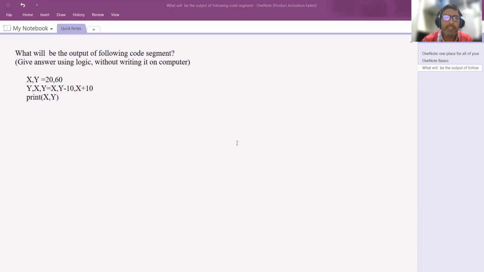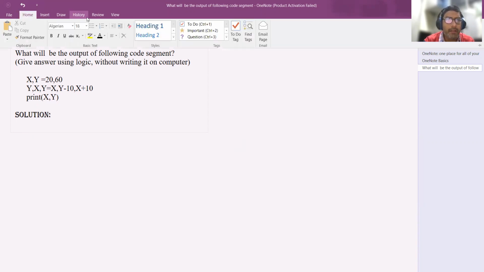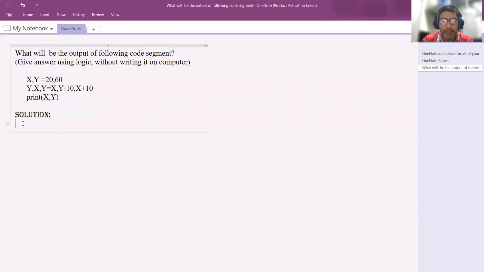So what I have seen is that some students are solving it like this. They are using the following type of logic. We are given x is equal to 20 and y is equal to 60. Now, if you see the second line, we have y comma x comma y is equal to x comma y minus 10 comma x plus 10.